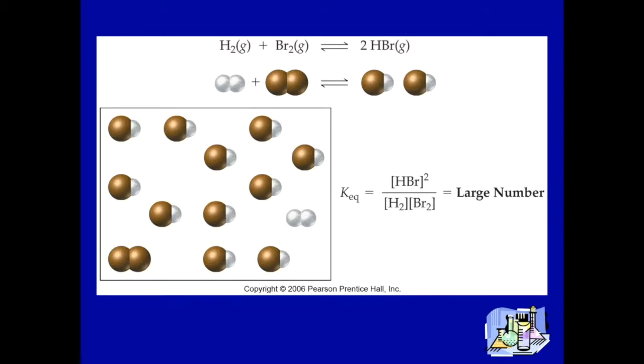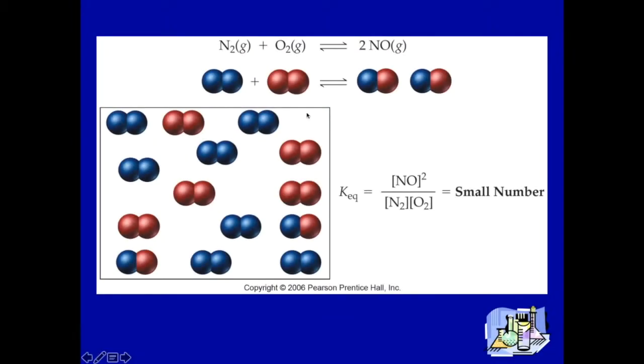Just to kind of reiterate, I found these slides. I thought this might be helpful. So if my concentration of hydrogen bromide is way higher than my concentration of hydrogen and bromine, I'm taking that concentration, I'm squaring it. I'm going to get a pretty darn big number here, which is what my KEQ would be equivalent to.